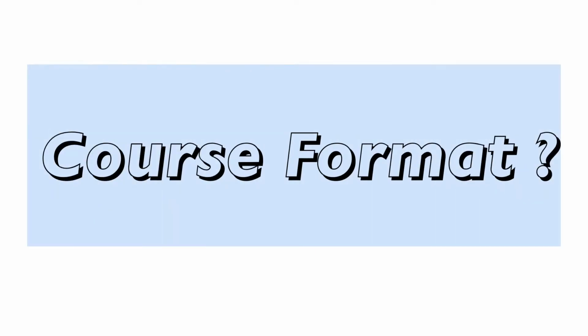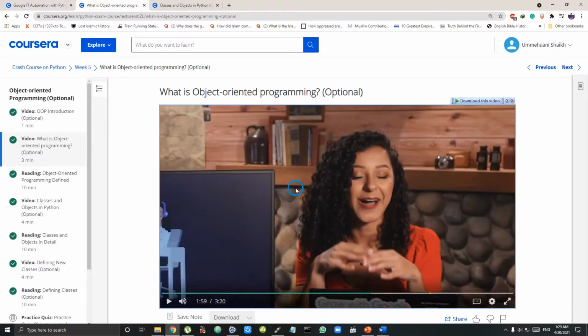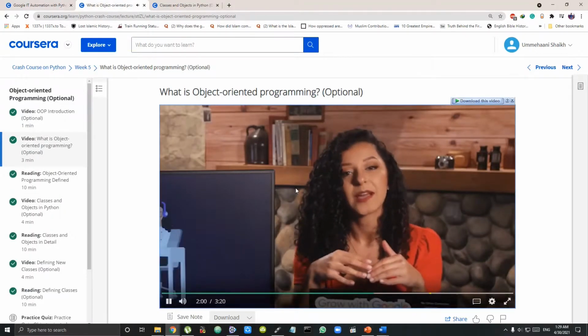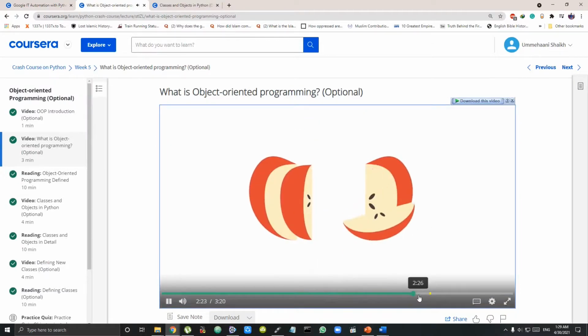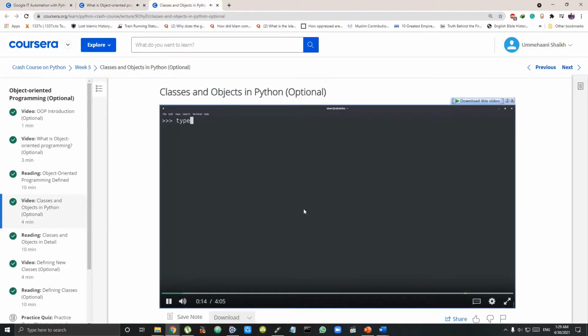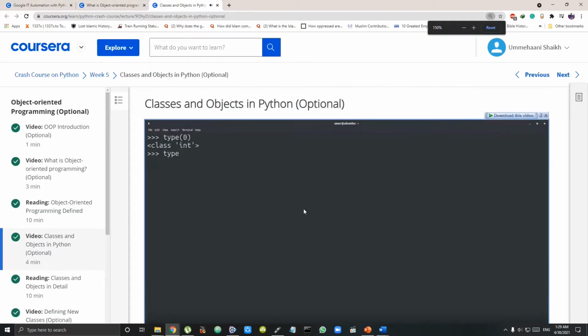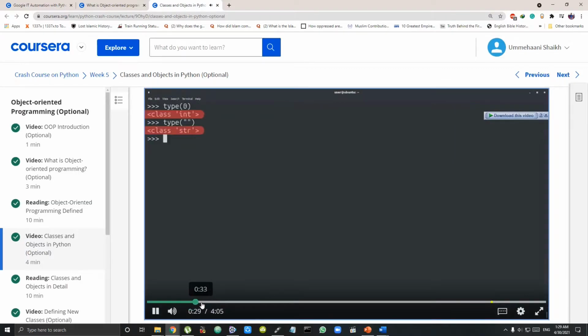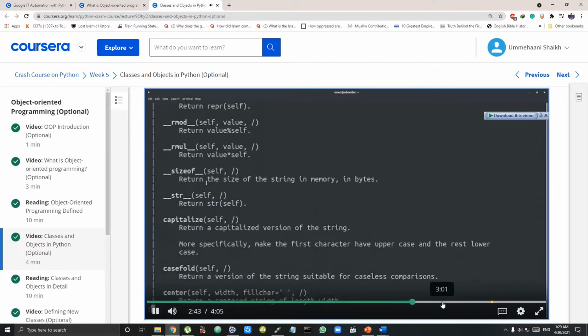The format of the course is such that it explains each concept either by direct telling, where the professor will be speaking, or by showing some animations, followed by live coding of each concept with an example, and the professor will explain each line of code while they are coding.